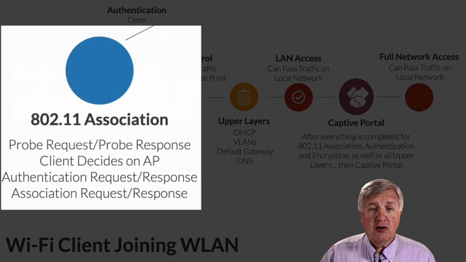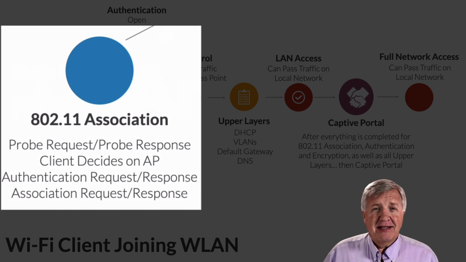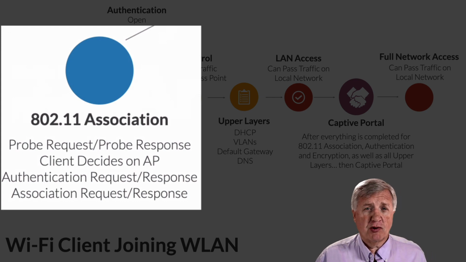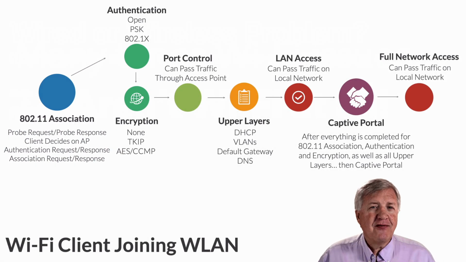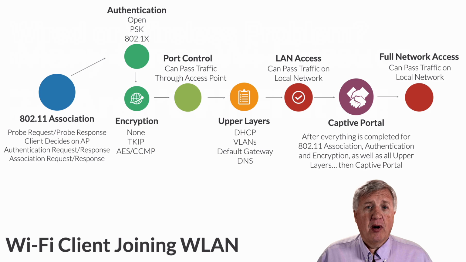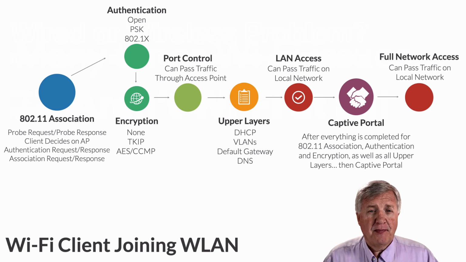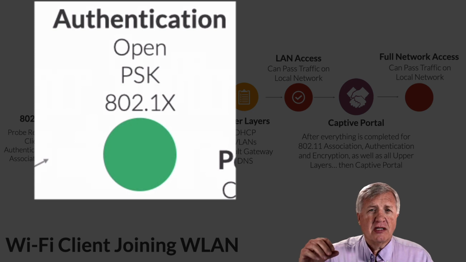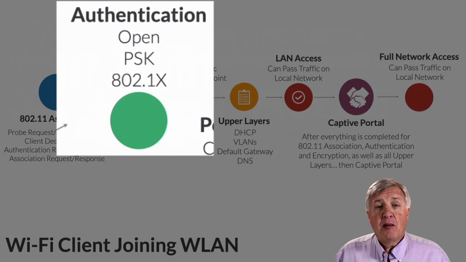There is first association: probe request, probe response. The client decides which AP to join, sends an authentication request, authentication response, association request, association response. That's the 802.11 part, and in that 802.11 part, the client is making all these decisions. Then, depending on the SSID you have, Open, PSK, or 802.1X, there's another authentication process. In this little slide, it shows as a separate little bubble there.